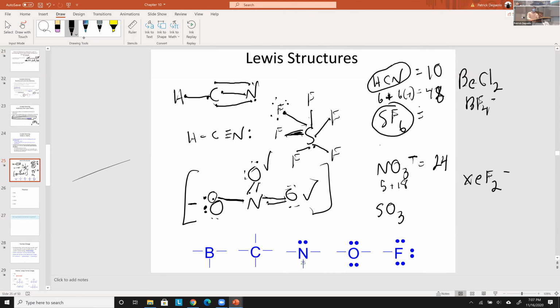Now this is a more advanced one, I'll admit, because there's a lot of things to think about. But again, when we get to formal charges, it'll make more sense.